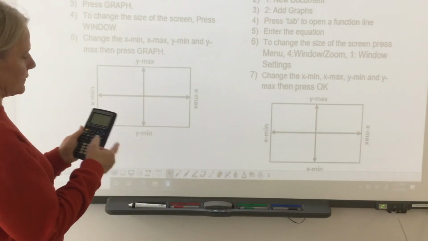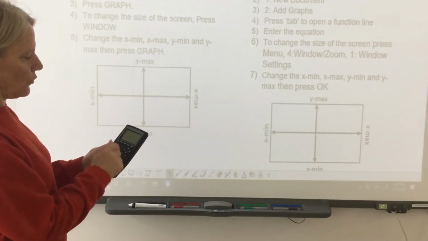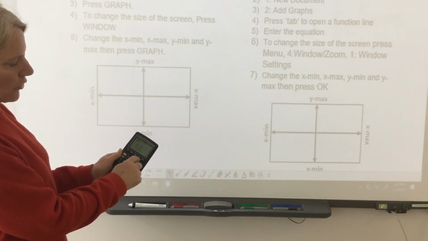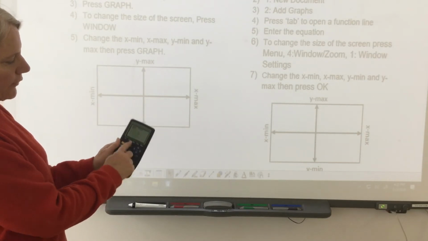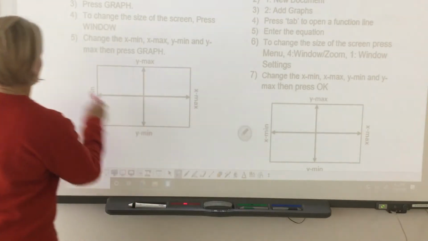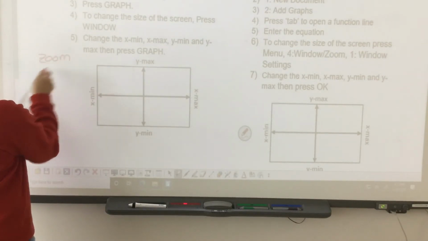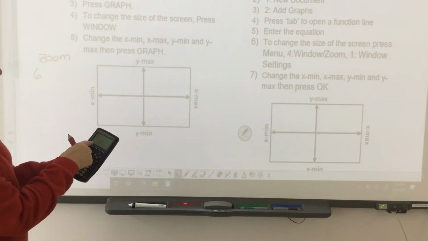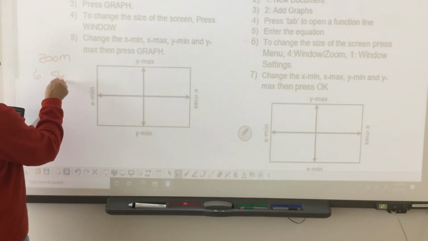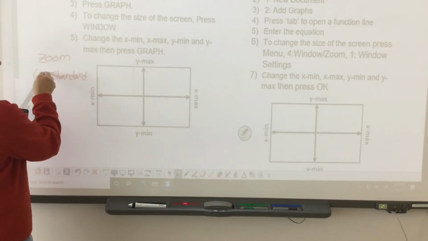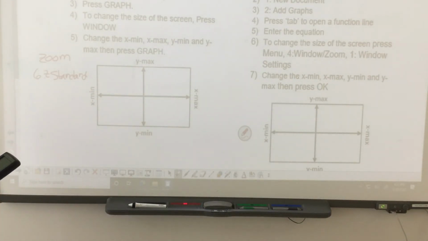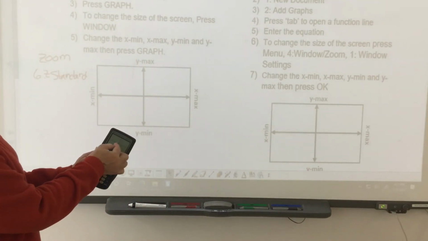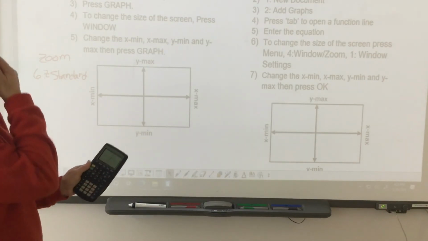And to get it back to the standard window, if you hit zoom, so on those top, you have a row of buttons at the top. A lot of those have to do with graphing. If you hit zoom, and then go to number 6, which should be on everybody's, but check. It should say ZStandard. That takes it back to what I call the 10-10 window. So you'll have a 10, a negative 10, a positive 10, and a negative 10.